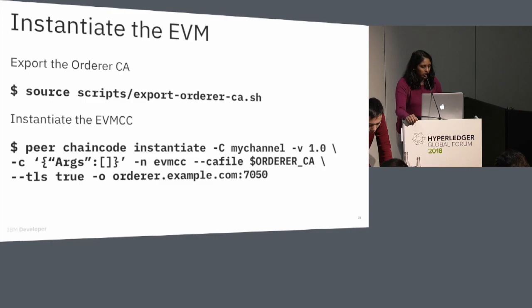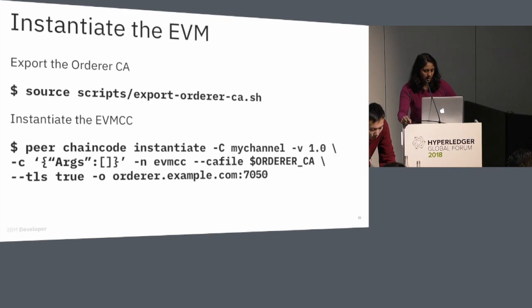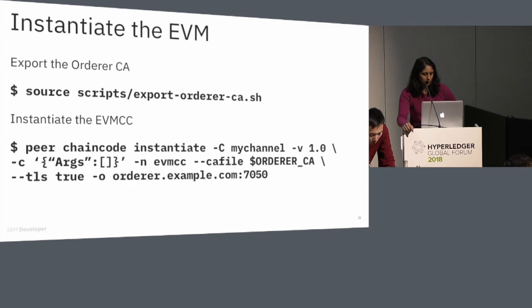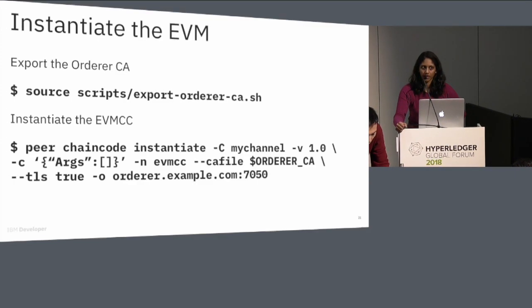And then the constructor args, these are the arguments for the init command of the EVM. The EVM init doesn't really do anything, doesn't need to. So we're going to pass in no args. But this is one where if you're copy pasting, you might have to rewrite the quotes, the single and the double, because they're slanted. Then you want to say the EVMCC, pass in the CA file, TLS true, and then target the orderer, which should be at orderer.example.com, port 7050.